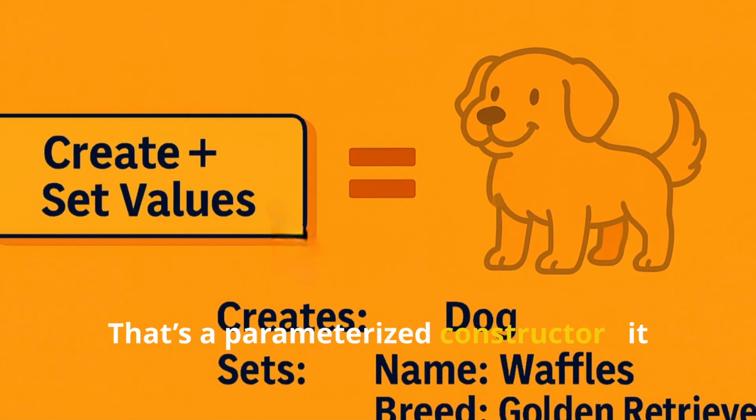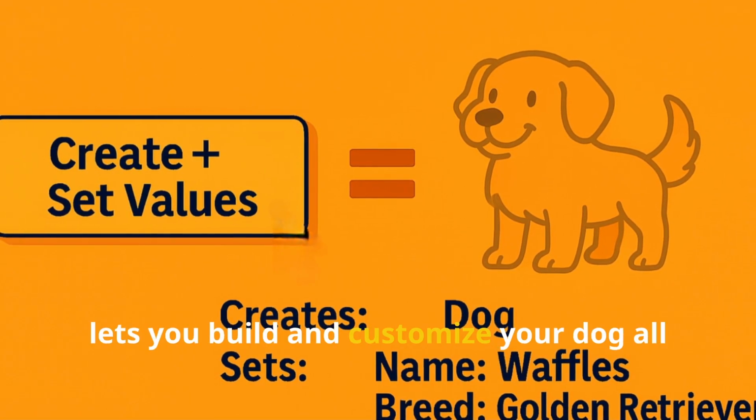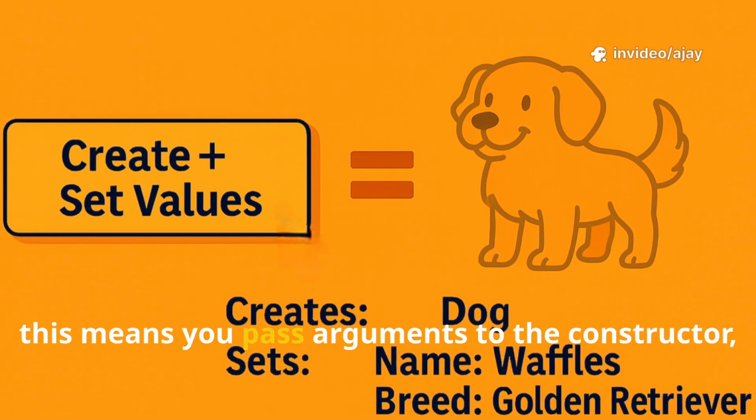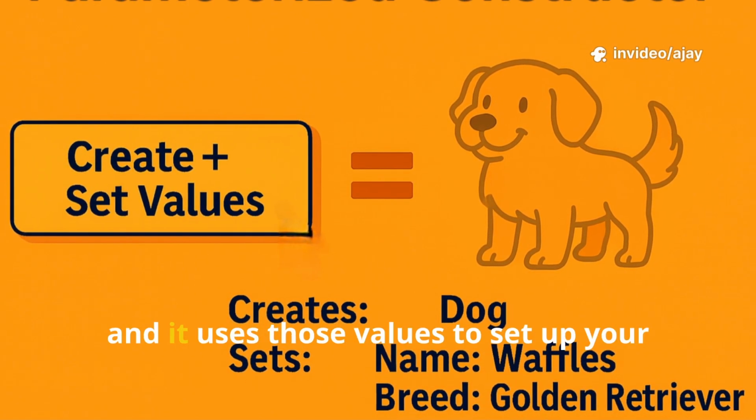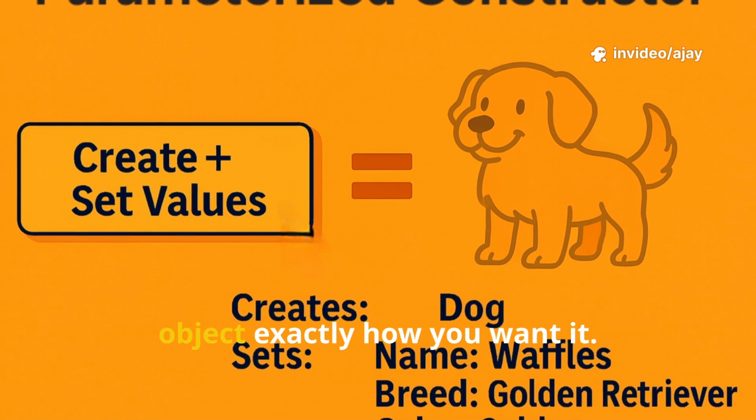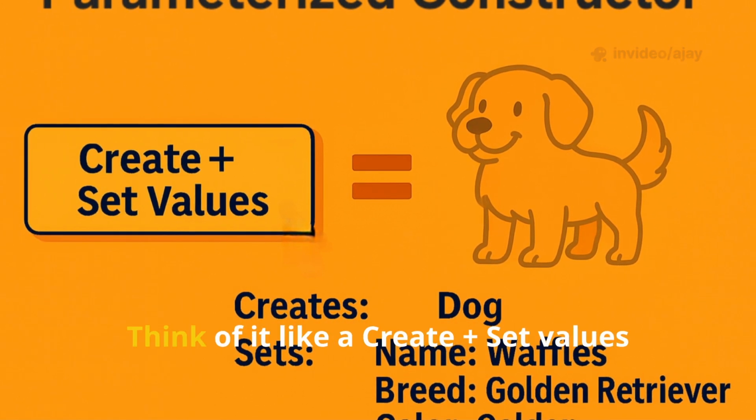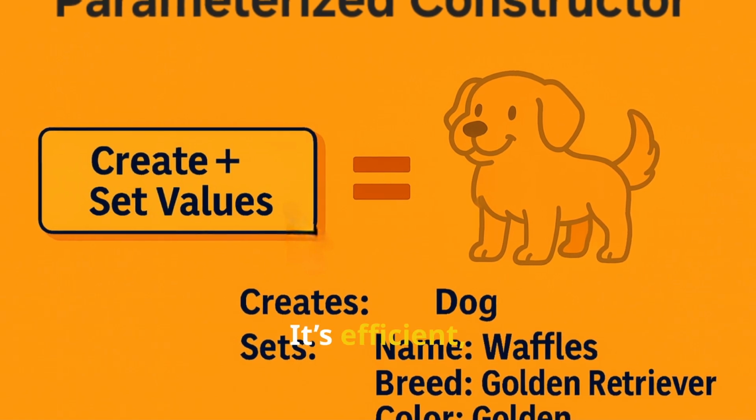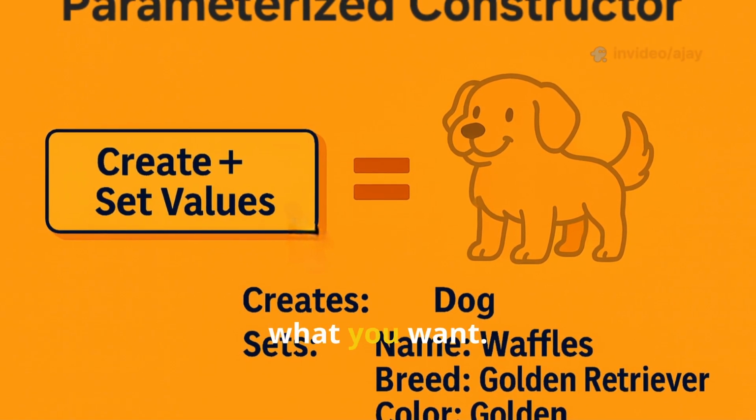That's a parameterized constructor. It lets you build and customize your dog all in one step. In CSharp, this means you pass arguments to the constructor, and it uses those values to set up your object exactly how you want it. Think of it like a create plus set values instantly button. It's efficient and it saves you time if you already know what you want.